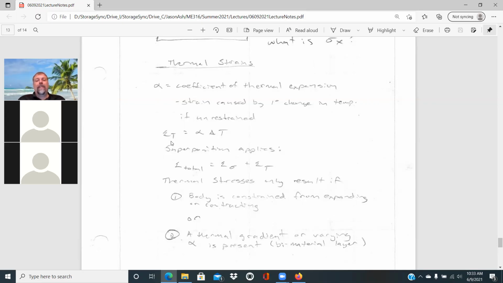Another way that thermal stresses can develop is if you have a thermal gradient. So there's a varying temperature through the thickness of the material. That would make sense when you start looking at heat transfer, ME313, and looking at conduction, the heat transfer through a body, and realizing that there's going to be a temperature gradient through that object. With that being the case, the material wants to expand or contract at different rates through the thickness, and so that can cause thermal stresses to develop.